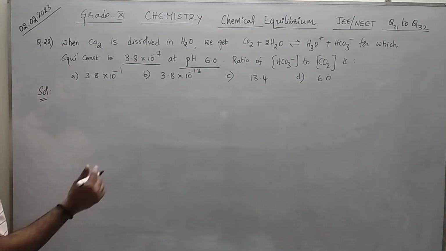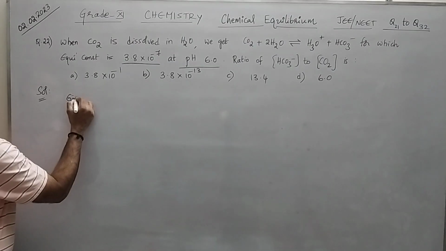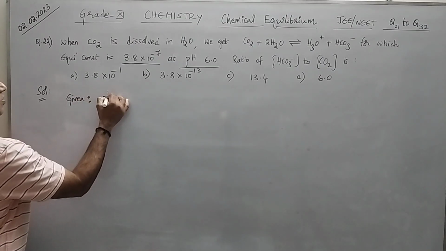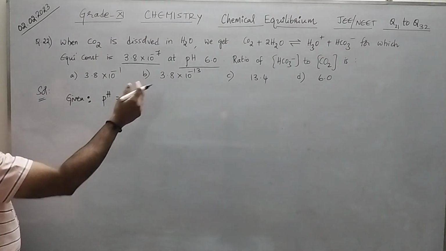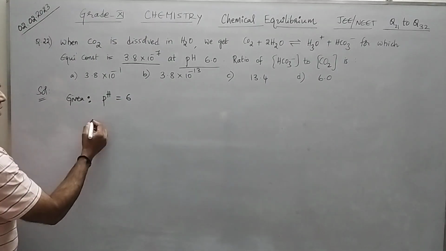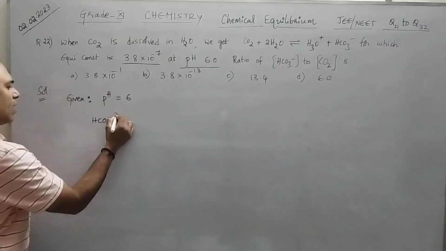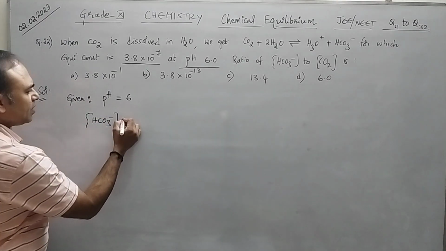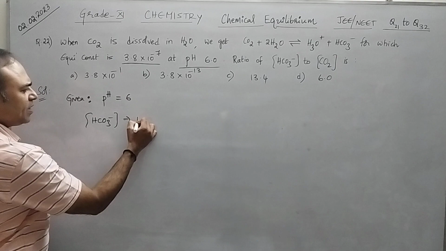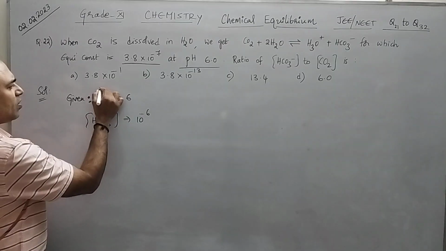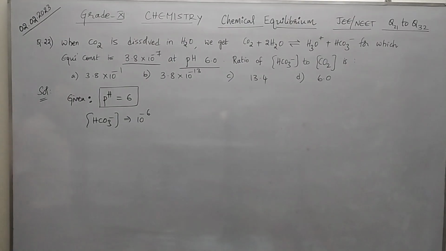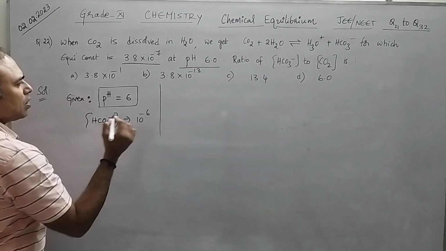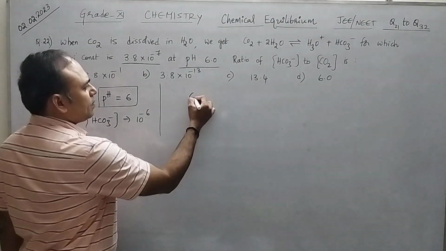Now first and foremost thing, what is given? pH is equal to 6. Now if you know pH, negative log of H3O plus, so we can write like this. So the hydronium ion concentration, if you calculate, it will be 10 to the power of minus 6. If pH is equal to 6, its concentration will become 10 to the power of minus 6. It is understood.